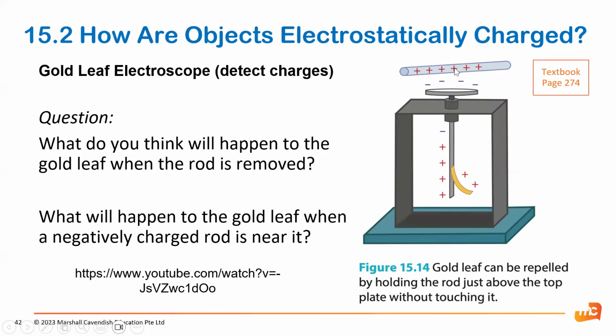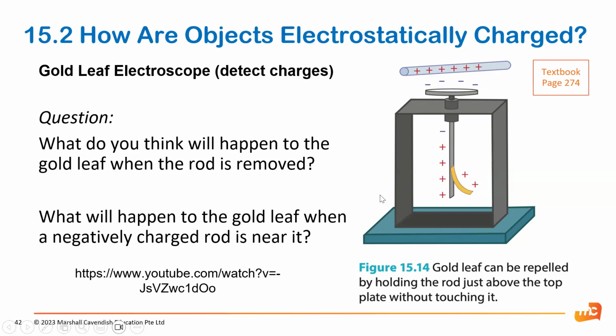It works the same way for negative charge. If I bring a negatively charged rod here, then all the electrons will be repelled downwards. So the bottom part will be all negatively charged. And since again they are all like charges, the gold leaf will repel away from the rod. So you will still see the gold leaf flying up. That's how we detect charges.